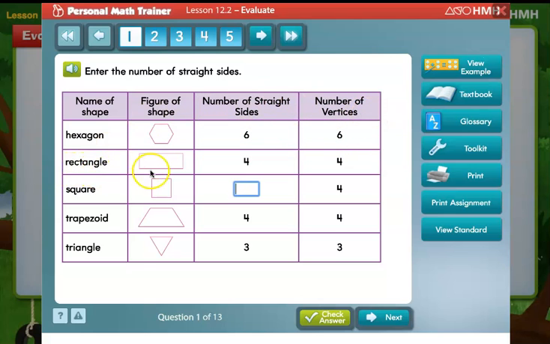A rectangle has how many? 4 sides and 4 corners or vertices. A square, how many sides? 1, 2, 3, 4. And how many corners? 1, 2, 3, 4. Okay, a trapezoid. 1, 2, 3, 4 sides and 4 vertices. And triangle. 1, 2, 3, 3 sides and 1, 2, 3 corners.